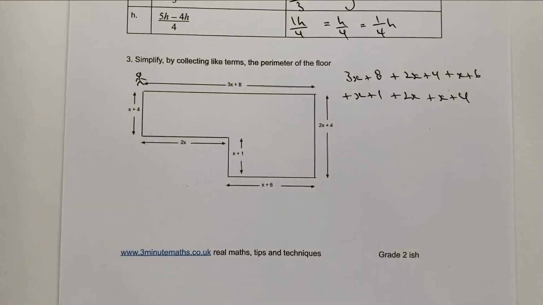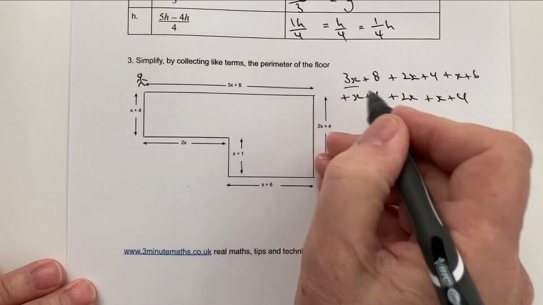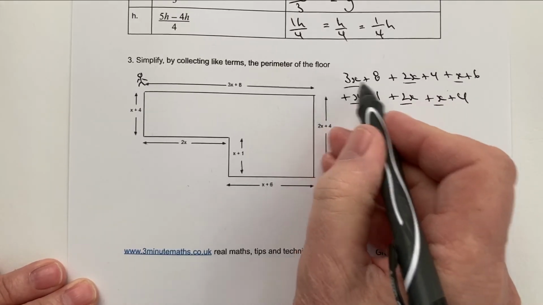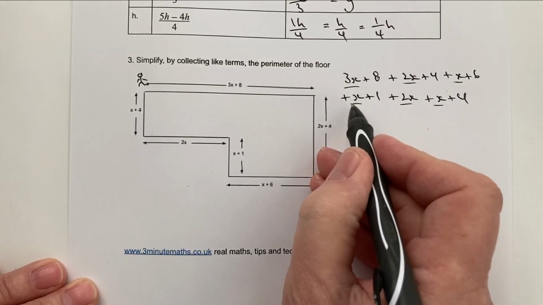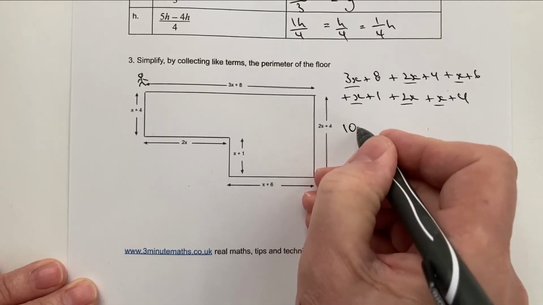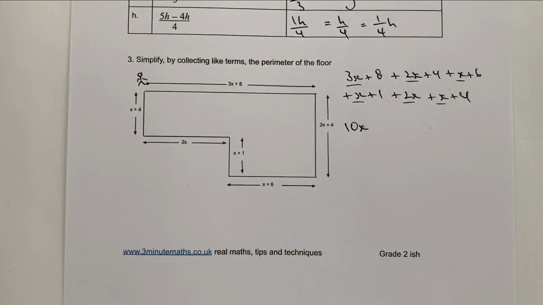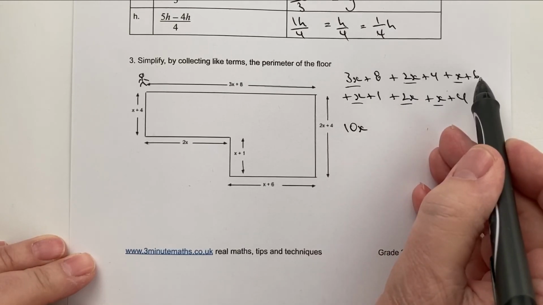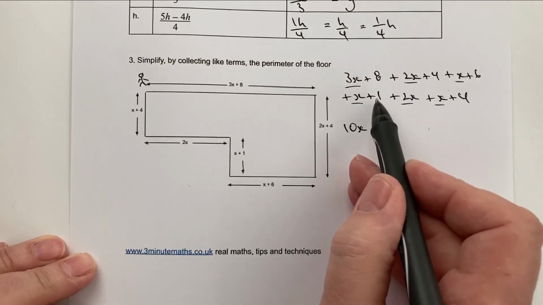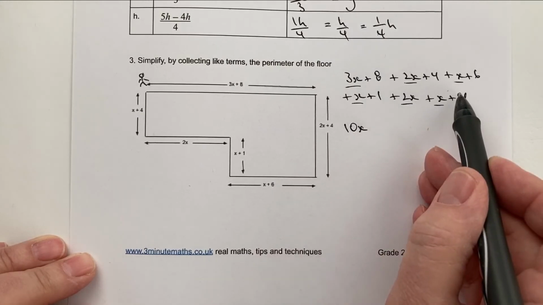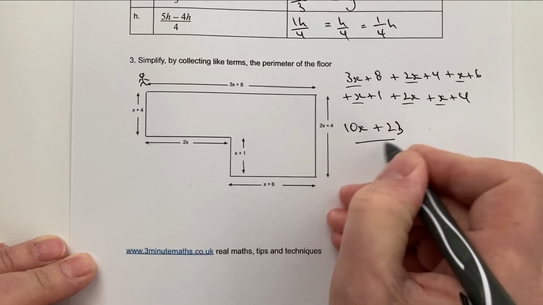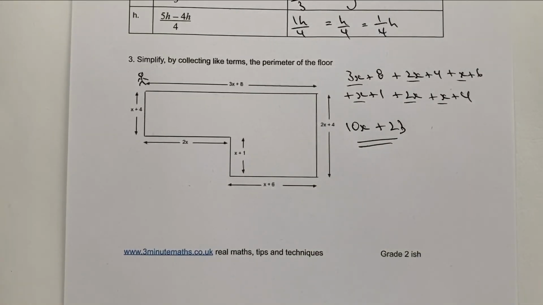Okay, so what we need to do now is gather up the like terms. So I'm going to look at the x's first. So I've got 3x, 2x, x, 2x and x. So 3 plus 2 is 5, 6, 7, 8, 9, 10x. 10 lots of x, okay? Then we look at the numbers, and I've got 8 plus 4 is 12, plus 6 is going to be 18, 19, 20, 21, 22, 23, plus 23. And that would be the answer to that particular question.